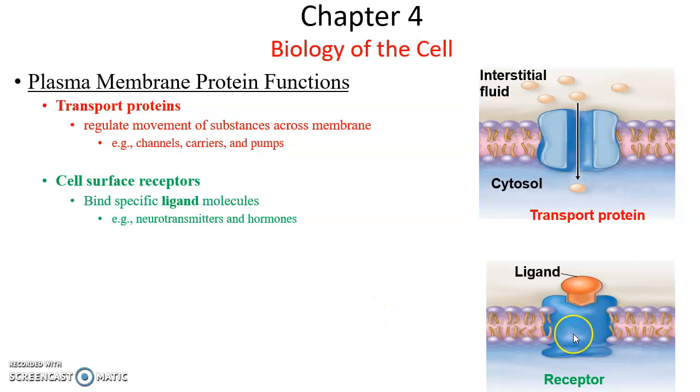We have proteins that act as receptors, so they'll bind to a ligand molecule, some chemical produced by some other cell, usually, and they will bind to it, and it'll lead to some sort of effect, some response inside the cell. Examples of ligands include neurotransmitters and hormones.